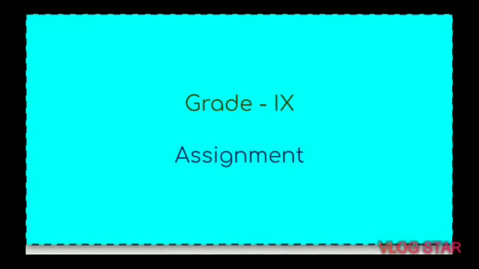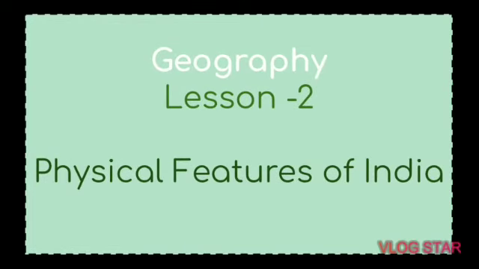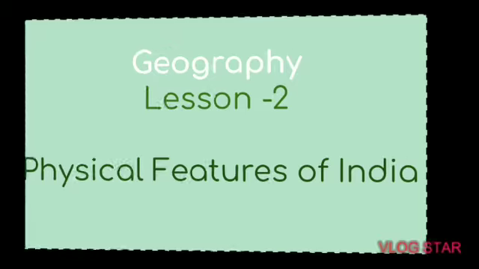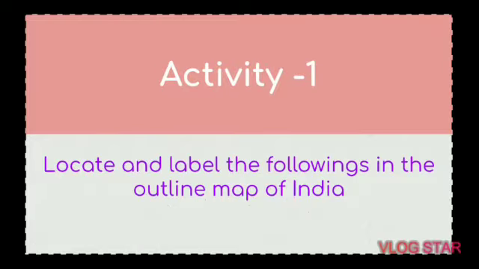Today, I am going to give an assignment on grade 9 Geography, chapter number 2, the physical features of India. In this lesson, I have planned an activity on map pointing. Locate and label the following in the outline map of India.